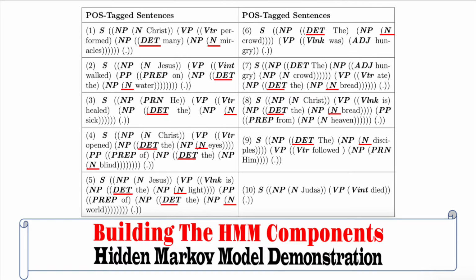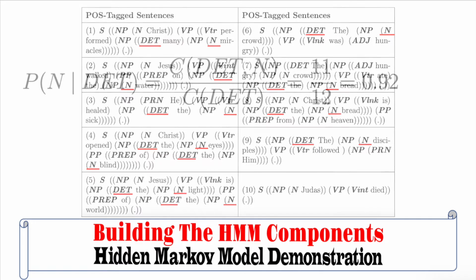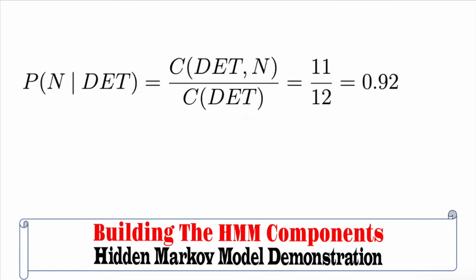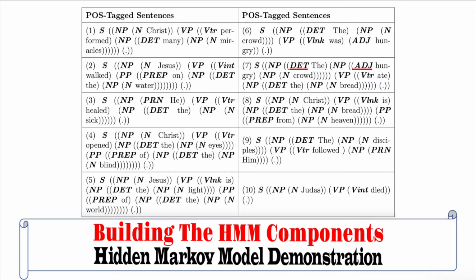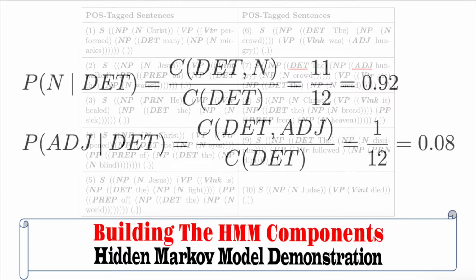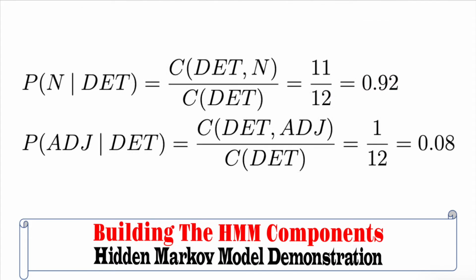The DET tag was followed by an N tag for nouns 11 times. So its probability is 0.92. The corpus also shows that the DET tag was followed by the ADJ tag for adjective, but it appears only once. So its probability is 0.08.